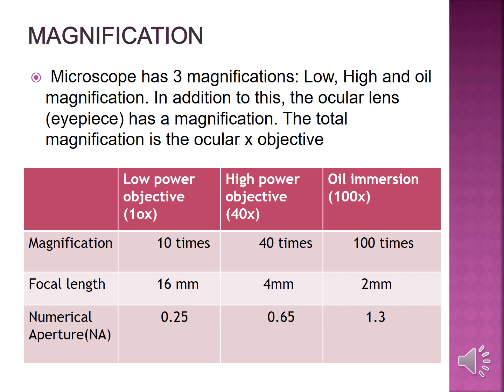So low power is 10x, high power is 40x, oil immersion is 100x. Focal length: you can see that for 10x it is 16 mm, for high power 40x it is 4 mm, which is 1/4 of 16, and for oil immersion it is 2 mm.